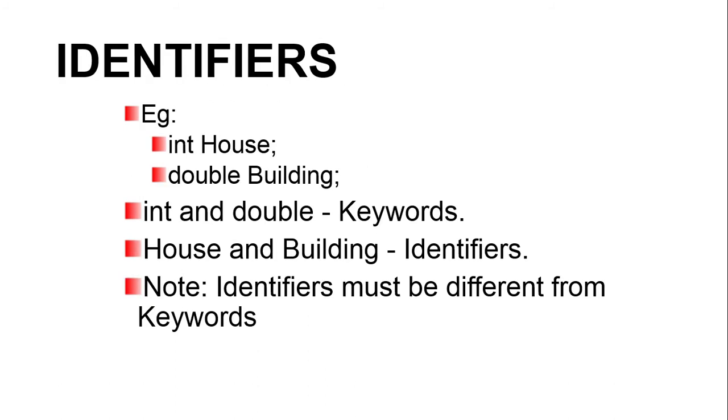And the example: int house and double building. Int is an integer, that is a keyword, as we studied in the previous topic. Double is also a keyword. And house and building are user defined words. The house variable represents the integer keyword, it holds numbers. Building represents the double data type, right? So here house and building are the identifiers.